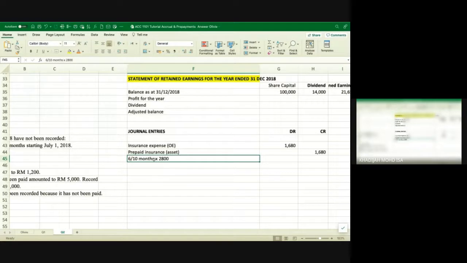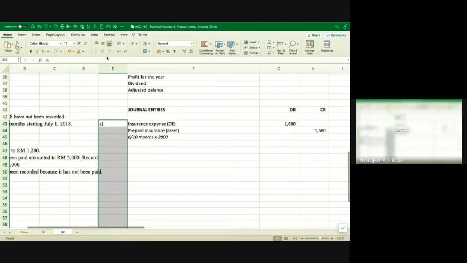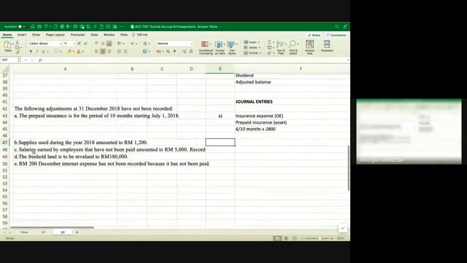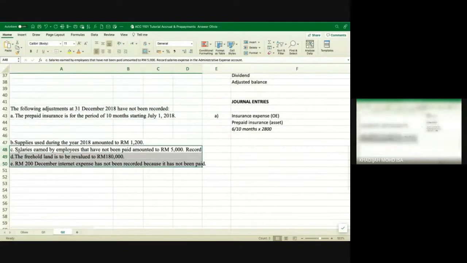Anyone not clear about this? So this is your adjustment, right? So let's look. Okay, clear or not? Come on. Clear. Okay, let's look at the second one.